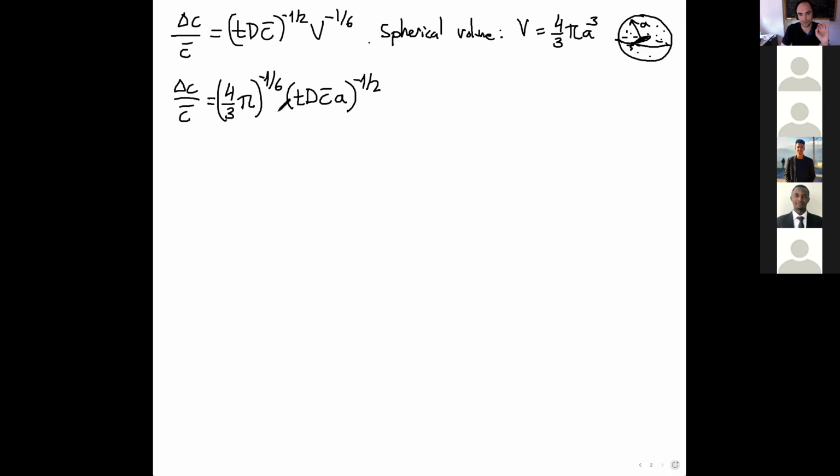Okay, so what you learn from here is that this is a number. So 4/3 pi to the -1/6 is a number. You can write it. So actually all this number here is 1.6. You can write it like this, 1.6 to the cube. So it's T C bar a to the -1/2. Okay, this is the formula that we get with this simple estimate.